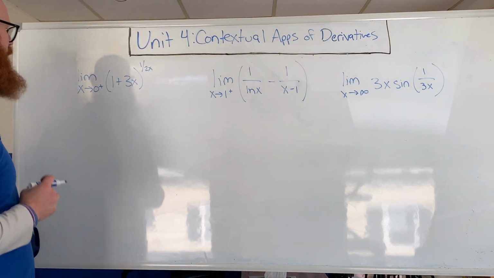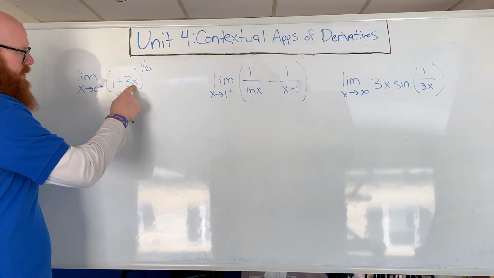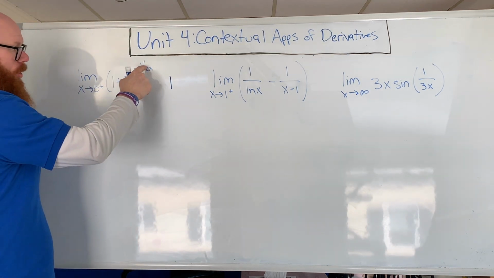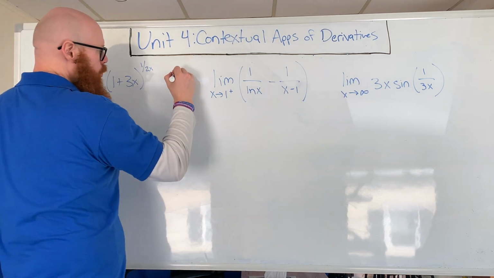So let's take a look at this first limit, the limit as x goes to 0. If we analyze this, if we substitute 0 in, we're just going to get 1. And if we put 0 in here, 1 over 0 is really an infinite limit. So it's 1 to the infinity.